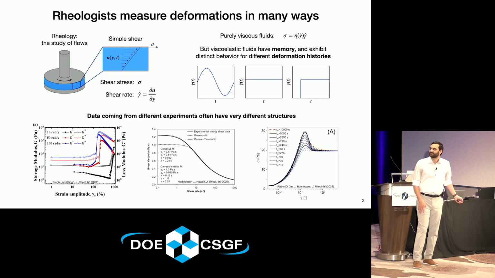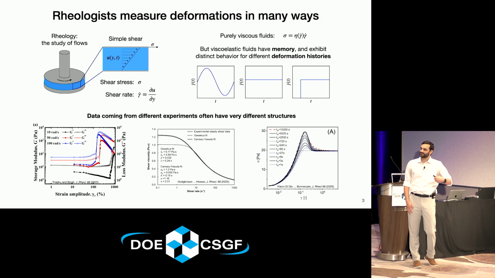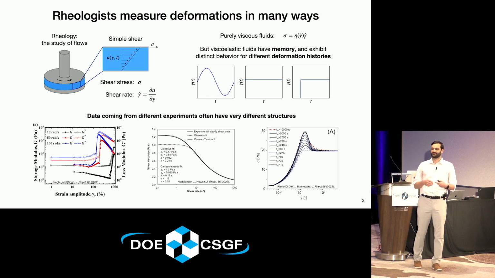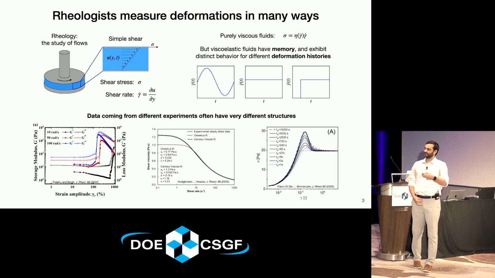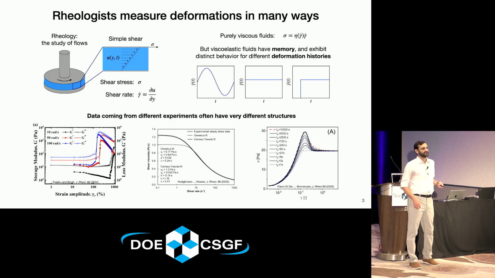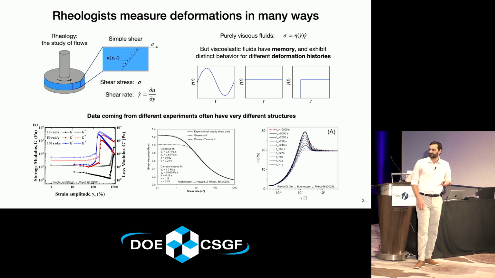So for instance, if we use an oscillatory waveform to probe this material, we might characterize something called a complex modulus, which could depend on the frequency of that deformation or the amplitude. Or if we use a steady function to deform the material, we might characterize the viscosity as a function of the rate at which we're deforming it. If we use a transient protocol, which is like the startup of a steady flow, we might track the stress as a function of time. And so we get all this different looking data, and it's hard to make sense of.